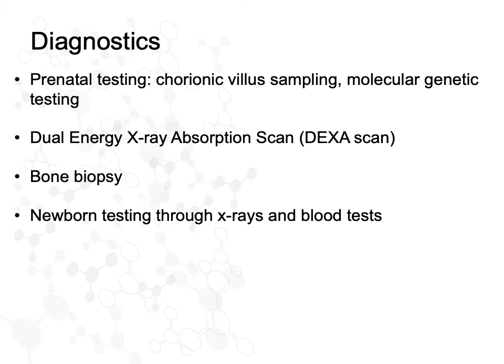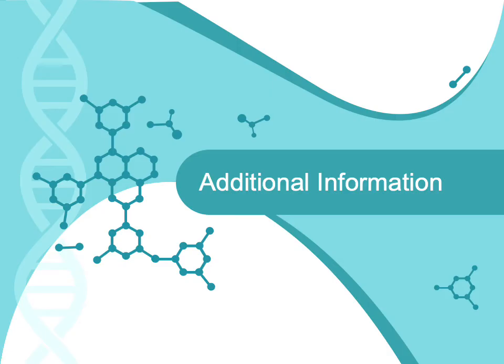Bone biopsies may be performed in which a small sample of the hip bone is taken to analyze bone proteins and bone health. This involves general anesthesia, so the patient is not awake during the procedure. Newborns may have their blood, skin, or saliva tested through blood tests and x-rays. Samples of blood, skin, or saliva can be used for genetic testing to diagnose OI, while x-rays such as DEXA can show softened bones, and regular x-rays can indicate bone fractures, which are common in OI patients following birth.